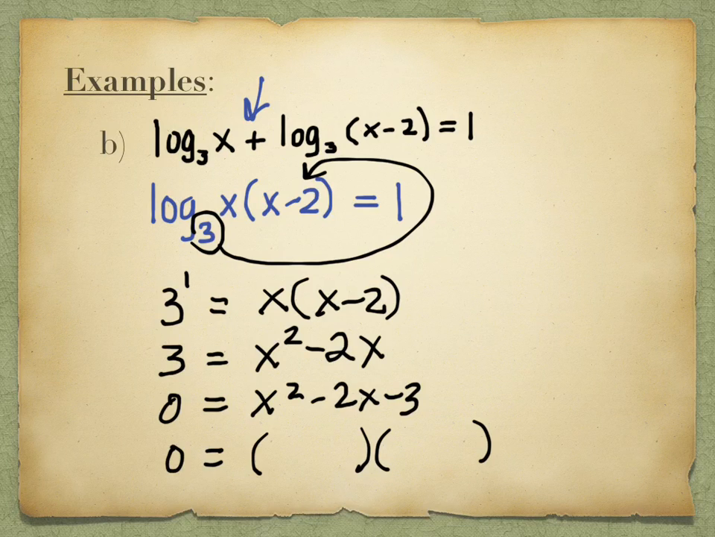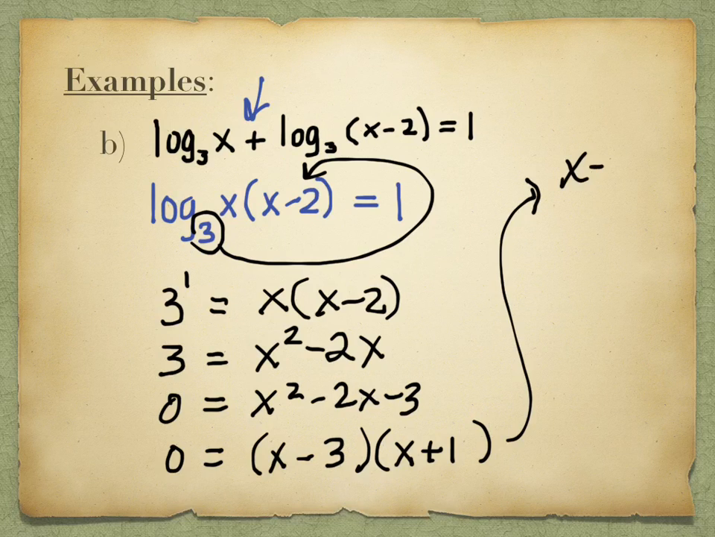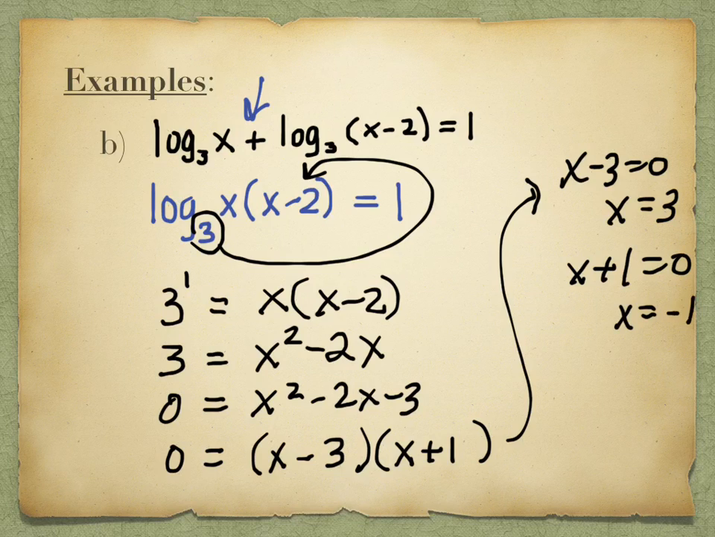A wonderful tool from algebra. How does this factor? x minus 3, x plus 1. Good. x minus 3, x plus 1. Now what? Put each one equal to 0. All right, so we're going to put each one equal to 0. So I have x minus 3 equals 0, which gives me x equals 3. And I have x plus 1 equals 0, which gives me x equals negative 1.